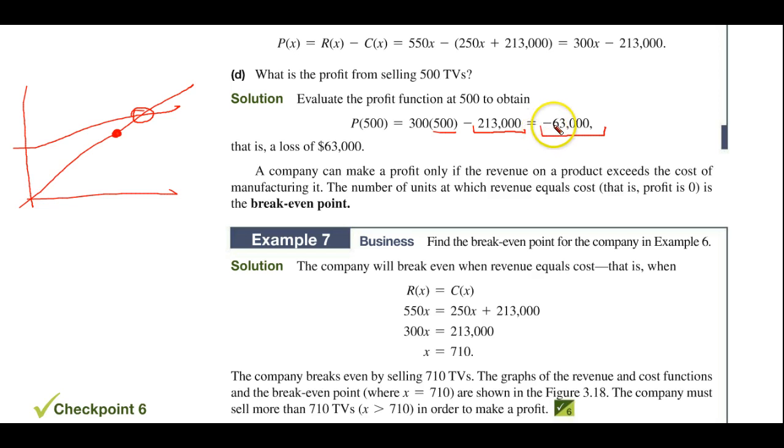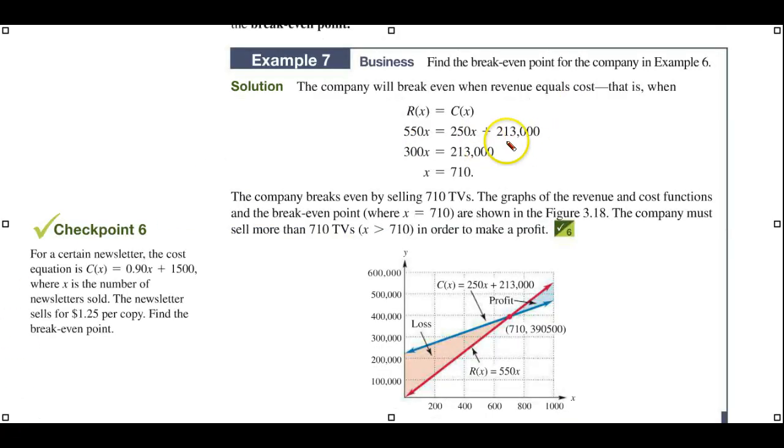So that is a loss. The company only makes a profit if they go beyond the break-even point. So you might say, well, how many do they have to sell? Well, you might try 600 there. Then you would make a profit. And I spoke too soon.